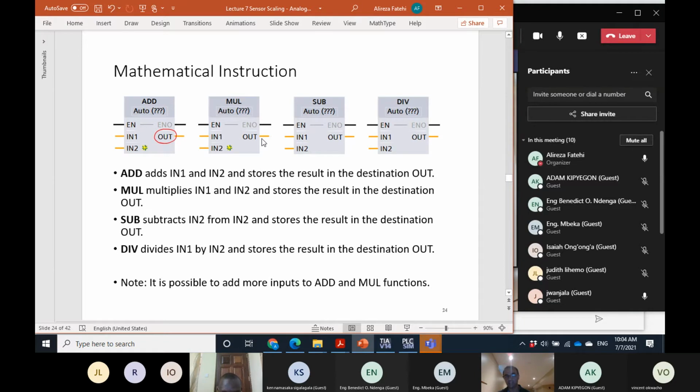The same for multiplication, subtraction, and division. All of them have an enable input, similar to the move. So if this enable input is 1, then this add function runs. Otherwise, it does not run, so the addition does not add.